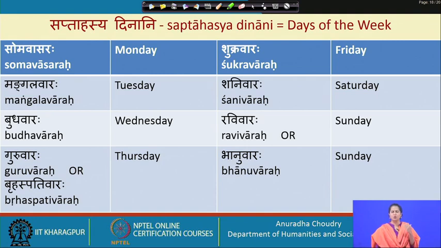Now, just see if you can quickly close your eyes and try and recollect the order by yourself. So, just try and do that once quickly. Monday, Tuesday. So, Monday is Somavaraha, Tuesday Mangalavaraha, Wednesday Budhavaraha, Thursday Guruvaraha or Brihaspativarah. Friday, Shukravaraha. Saturday, Shanivaraha. And finally Sunday, Ravivaraha or Bhanuvaraha.